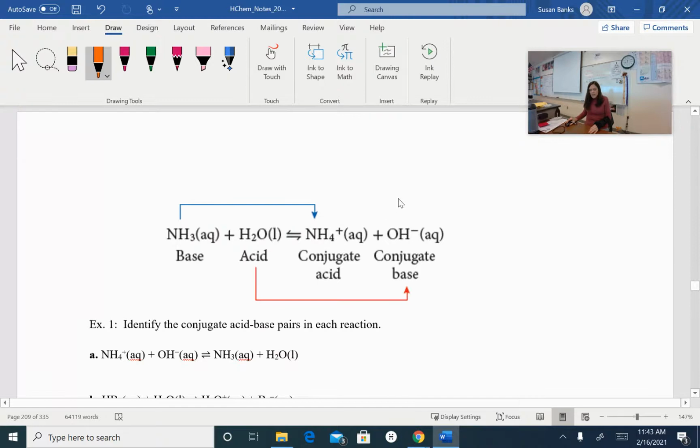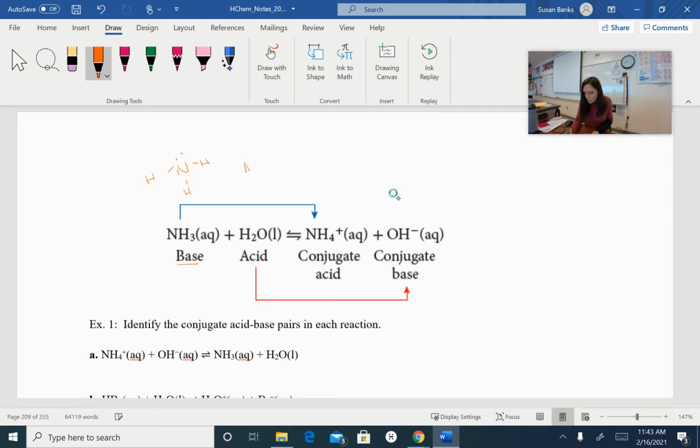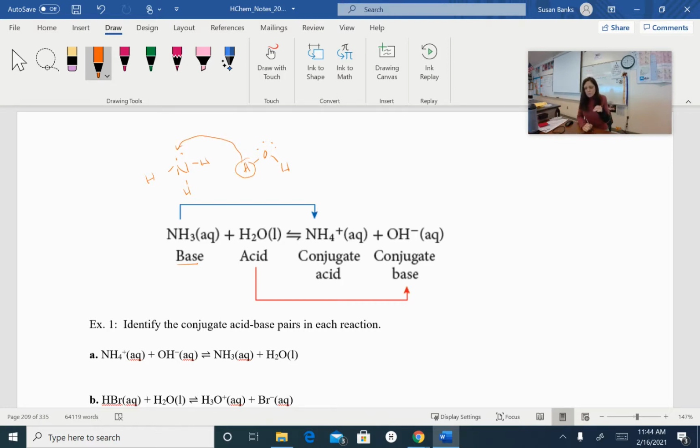So let's look at a Bronsted-Lowry base. If a Bronsted-Lowry acid is a proton donor, a Bronsted-Lowry base is a proton acceptor. So here we have our base, ammonia. Now I'm going to draw out the Lewis structure for this because it helps make more sense. And if I have water, I'm going to take one of these hydrogens and I'm going to put it right here on that lone pair.